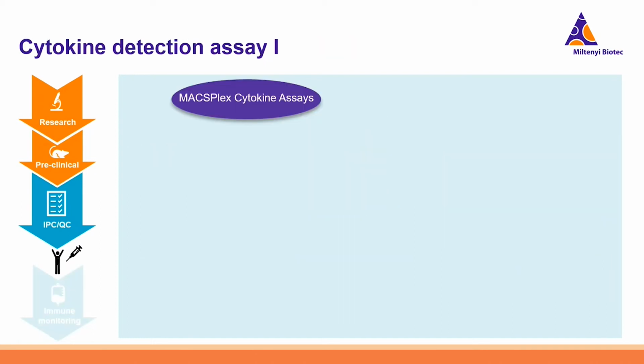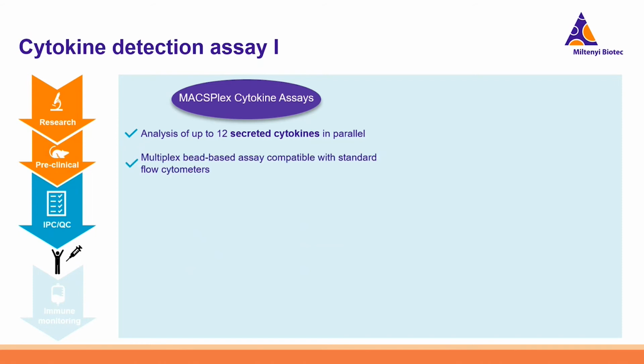So the first detection assay is the MaxPlex cytokine assay, which, as displayed on the bar on the left, is most relevant for research and preclinical assays, as well as IPC-QC during manufacturing. This kit allows you to analyze up to 12 secreted cytokines in parallel. It's a multiplex bead-based assay, which is compatible with standard flow cytometers.